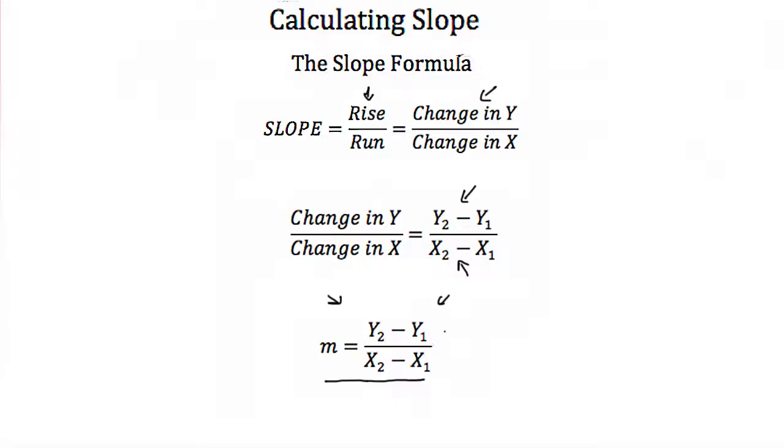So this breaks down into this, which is our slope formula. Our y2 minus y1 is simply our change in y. Our x2 minus x1 is our change in x. And m stands for slope. So now let's try using this formula.